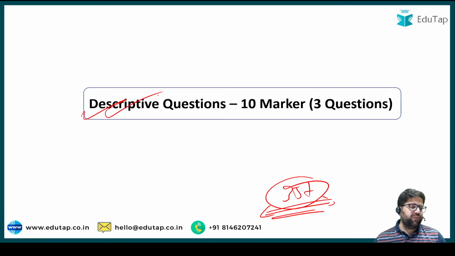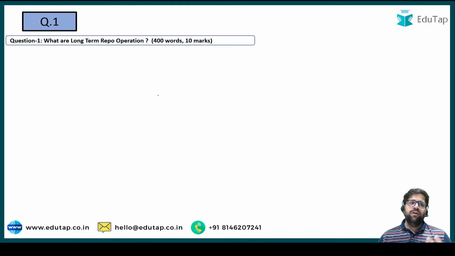Now before moving ahead, I would give you a disclaimer. No question in descriptive is a perfect question, I would say, because each and every person has their own way of writing. They may explain a certain thing in their own way. So I will be discussing a very general way of how you should attempt your question, and I will also be giving you some common hints for attempting a question. So under 400 words, 10 marker, the first question was regarding long-term repo operation.